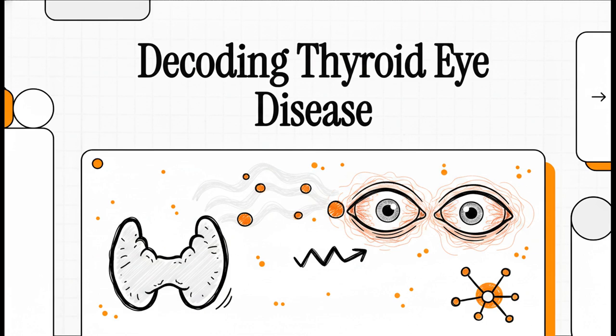This is one of those topics that's just absolutely full of hidden truths, physiological quirks, and honestly, diagnostic traps that can catch even seasoned professionals totally off guard. So, we're going to decode exactly what happens when the body's immune system literally sets its sights on the eyes, and of course, how we properly manage it.